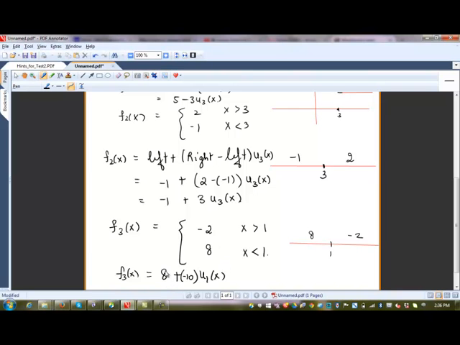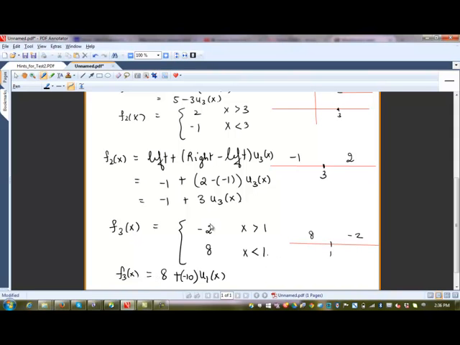Because u3 in this range, when x is less than 1, is 0. So u3 will not help you to extract the value of the function. Right? u3 will not help you to get the function value. So you have to straight away take that value.